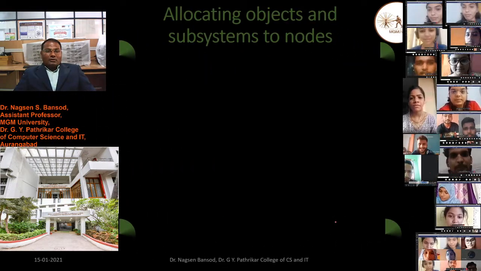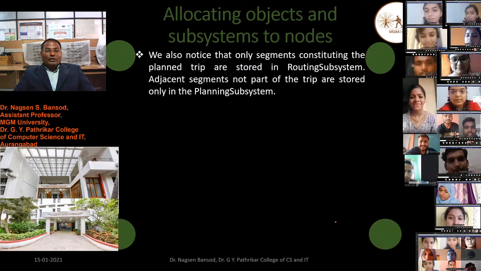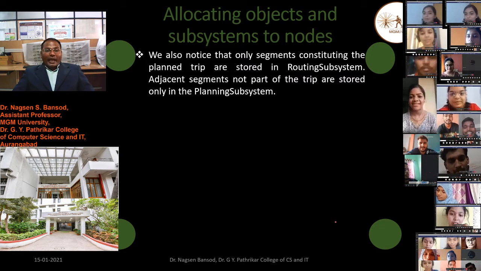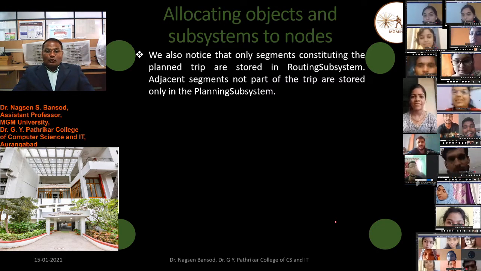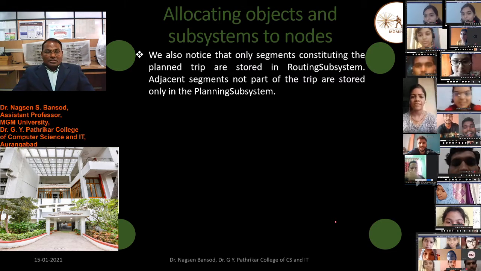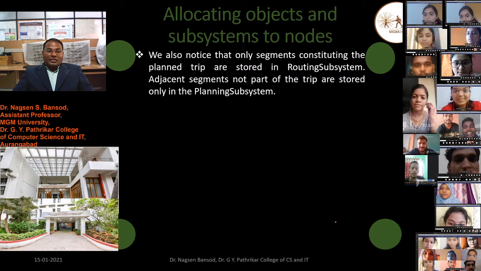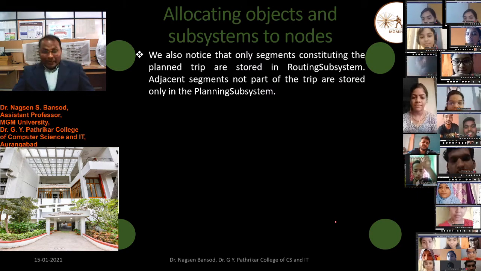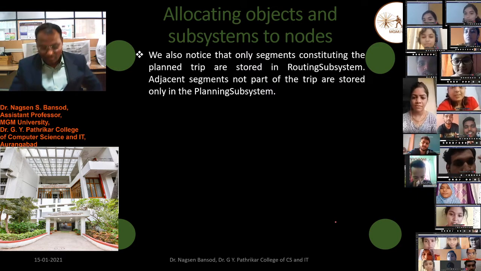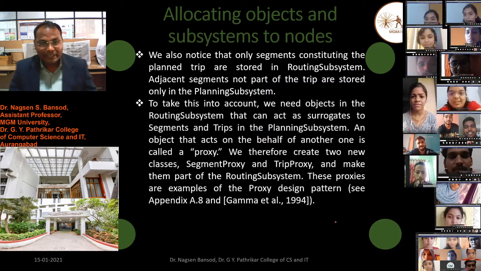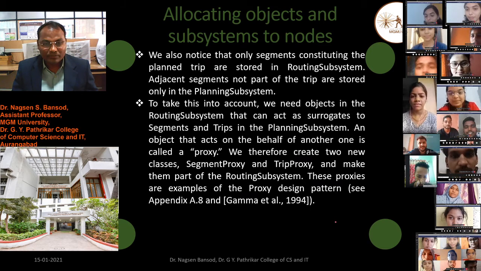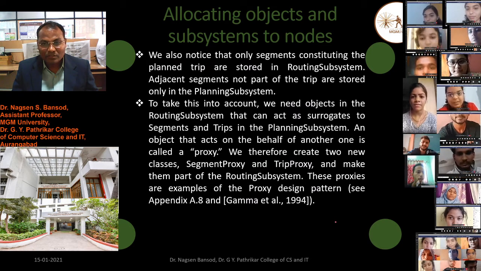We also notice that only the segments constituting the planned trip are stored in the routine subsystem. The adjacent segments not part of the trip are stored only in the planning subsystem. To take this into account, we need an object in the routine subsystem that can act as a surrogate.